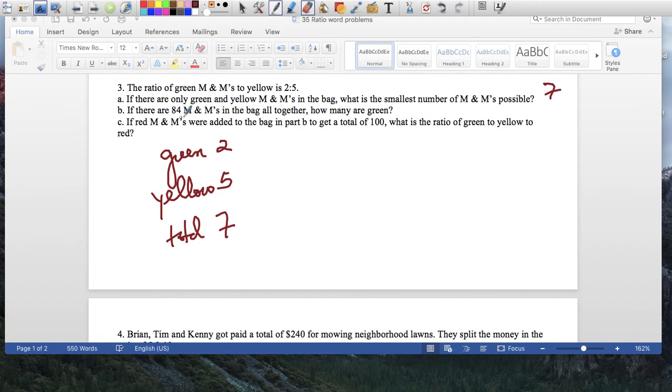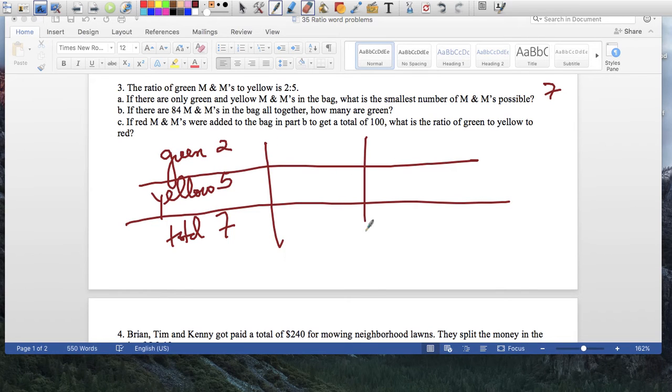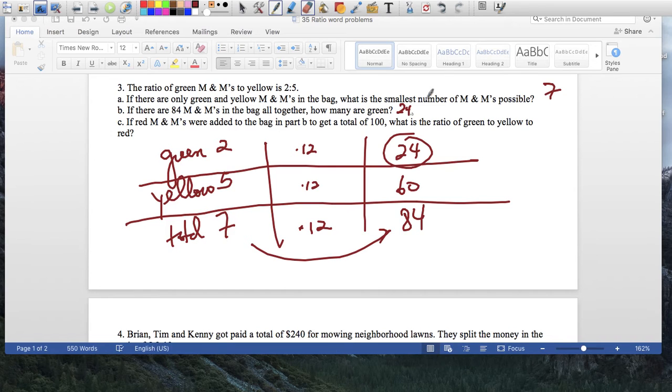If there are 84 M&Ms in the bag altogether, how many are green? So now we can do this. If there are 84 total, what's the multiplier? Times 12, right? This is going to be 60. This is going to be 24. How many are green? 24 are green. So this one would be 24.